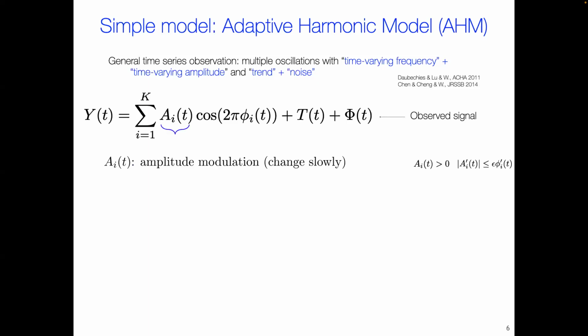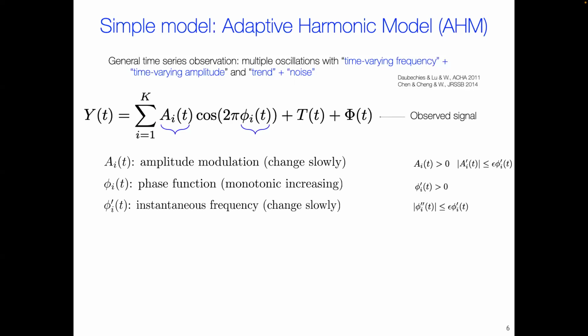I will assume that A_i is amplitude modulation, which is a positive function, and it is regular, C1, and it changes slowly. The technical details are on the right-hand side. This is what it means by oscillating slowly. And you have φ_i. φ_i is a monotonically increasing function which describes the behavior of the system, so that φ_i prime is a positive function, which also changes slowly in the following sense, and describes the instantaneous frequency.